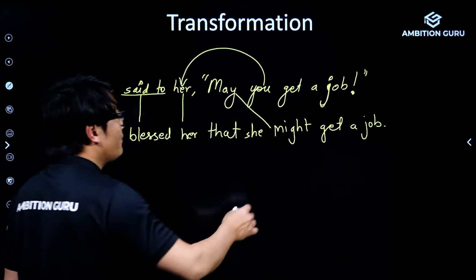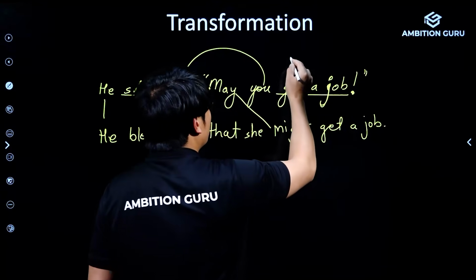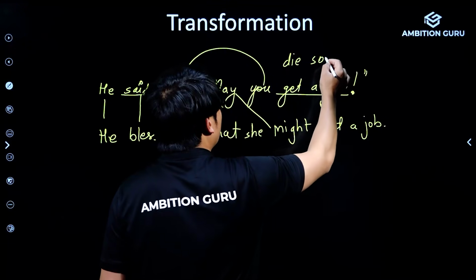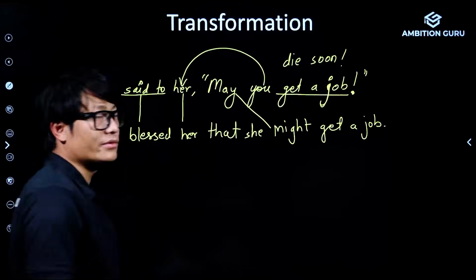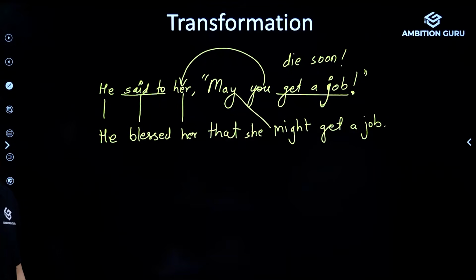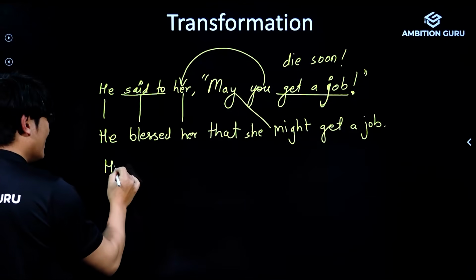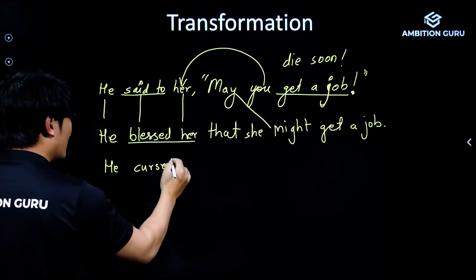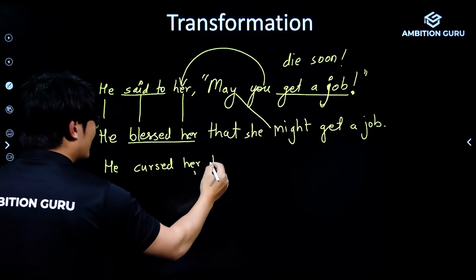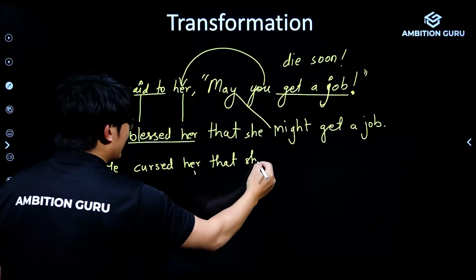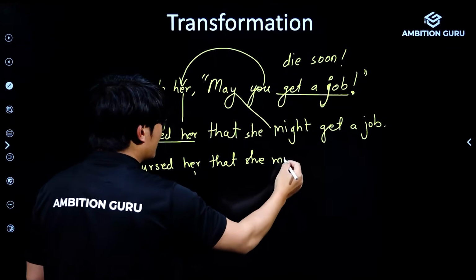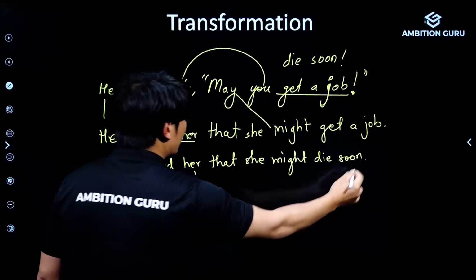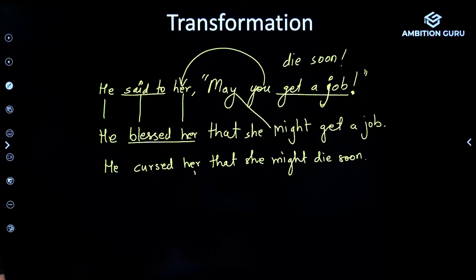But what happens if in the place of get a job, here is, okay, die soon. Like he said to her, may you die soon. So what happens when there is a die soon? Curse. Very good. So what should be there? In the place of blessed her, here should be cursed her. And that, and here should be she, and may change into might. She might die soon. Like this. Curse her. Very good.